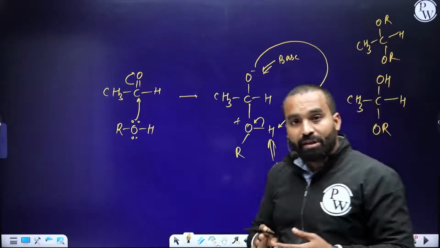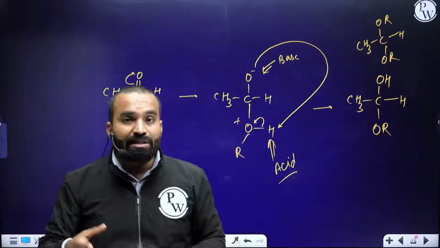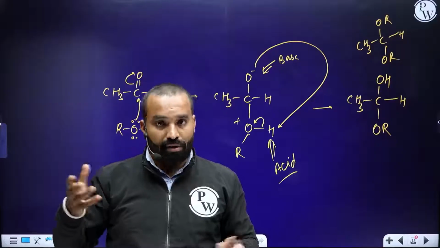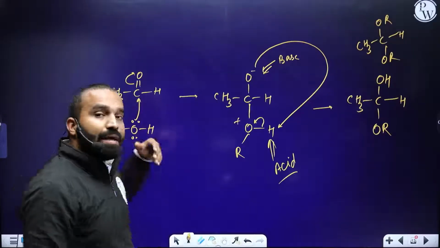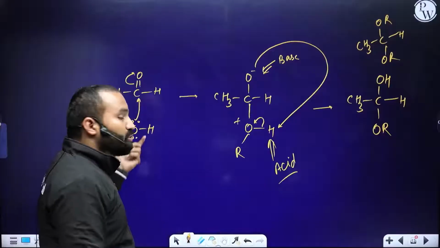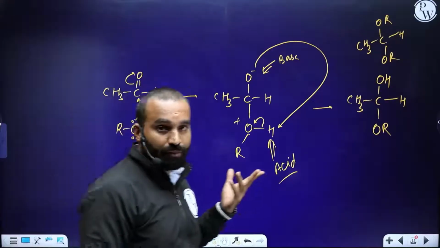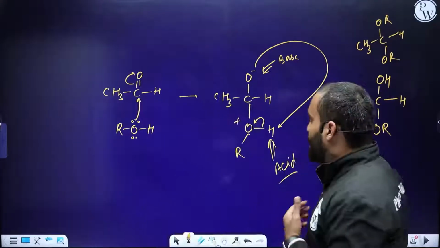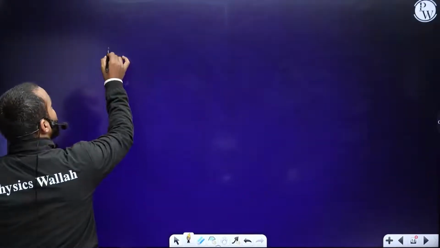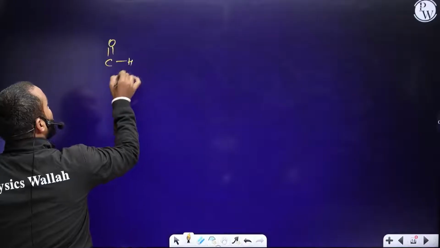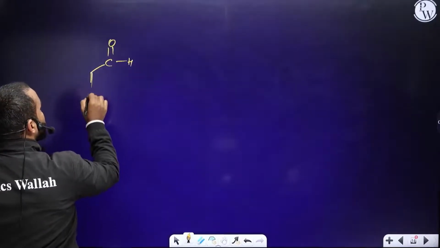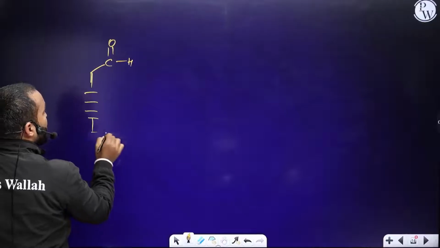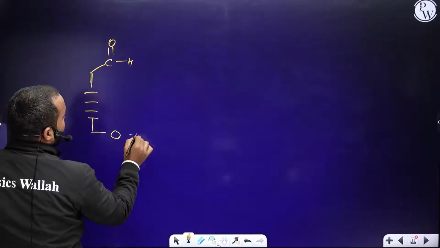Now suppose this alcohol and aldehyde, both the units are present in the same molecule, then also the intramolecular attack is going to happen. What kind of attack is it? Intermolecular is when these are two different molecules attacking each other. Now if I have a molecule which contains a C double bond O aldehyde unit, and there are so many carbon atoms present and there is an OH present.